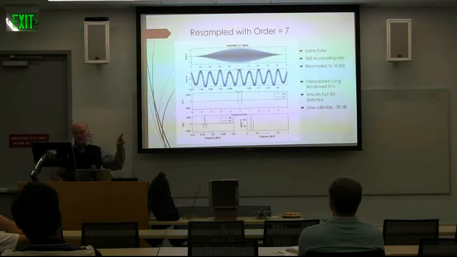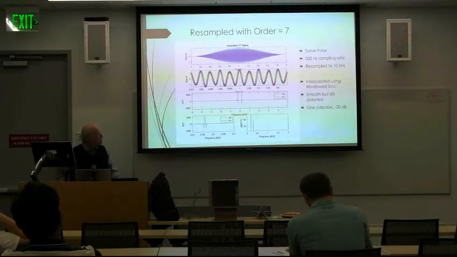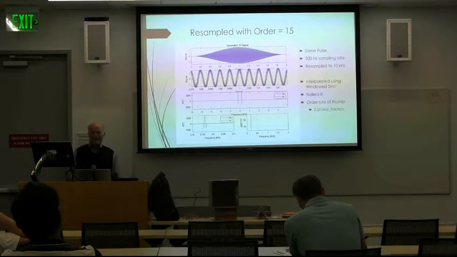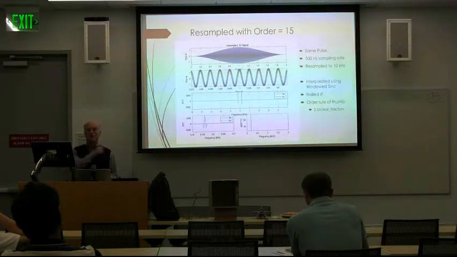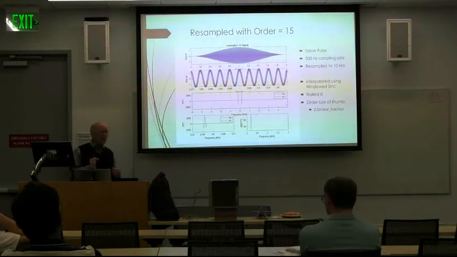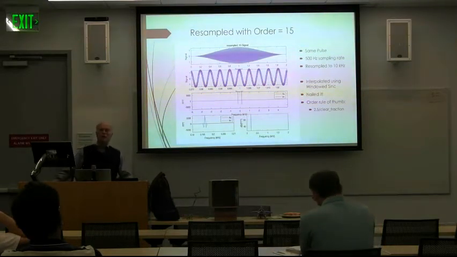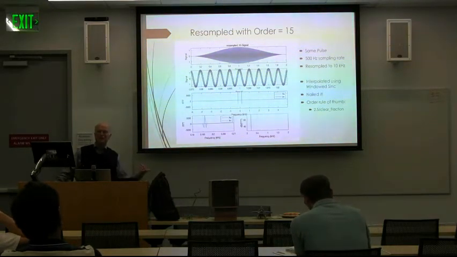So this is order 7, so we use eight input points. And again, it's a bit better, down to minus 20 for that first side lobe, but it still looks kind of weird. What it takes is 15, 15 input points, 16 input samples for every output point. And it turns out that there's a rule of thumb that allows you to predict this, and this nailed it.